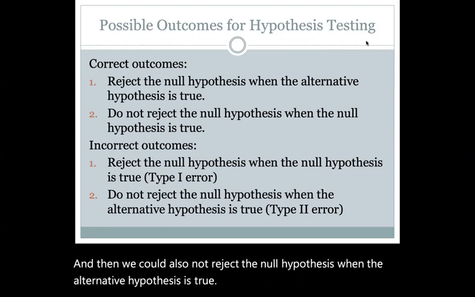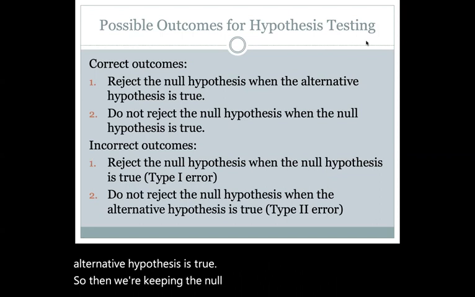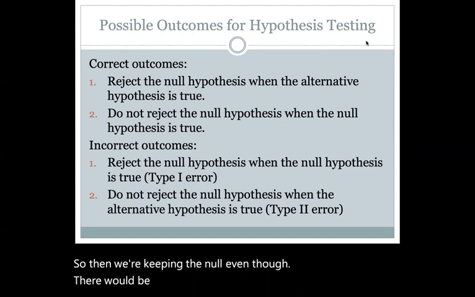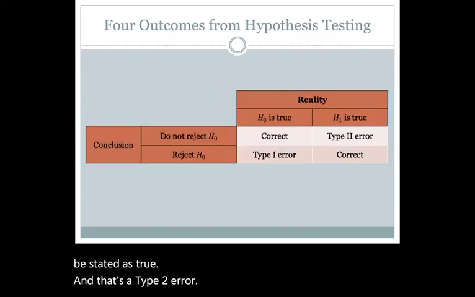So then we're keeping the null, even though there would be enough reason for the alternative hypothesis to be stated as true. And that's a type 2 error. Why are errors important? Well, let's look at this chart.